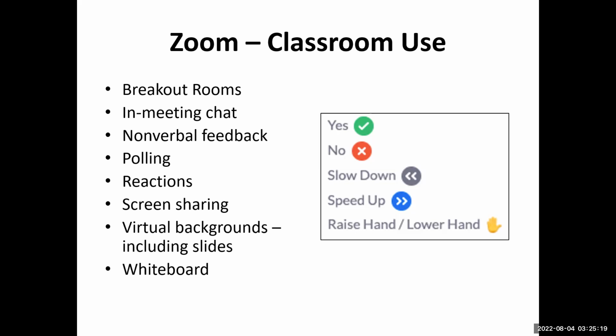Using nonverbal feedback, students can virtually raise their hand, indicate yes or no next to their name, or request that you speed up or slow down your lesson without disrupting the rest of the class. These types of nonverbal feedback are persistent, meaning they'll appear on the student's video until you clear it.